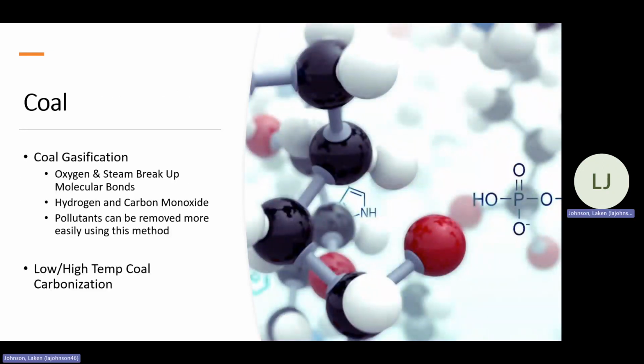Coal is another important method. Coal gasification is the main use for producing hydrogen with coal and takes place when oxygen and steam break the molecular bonds that make up the coal. When this happens, it yields a carbon monoxide and hydrogen mixture, and then the pollutants can be removed much easier when implementing this method. Another one that I won't go into detail but will mention is the low or high temp coal carbonization.